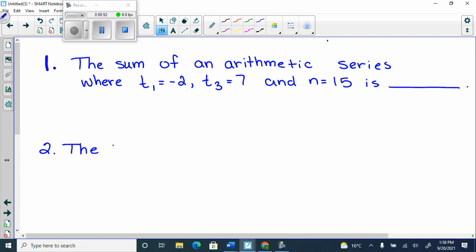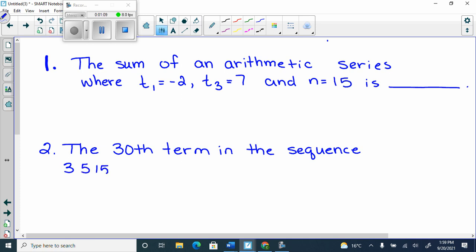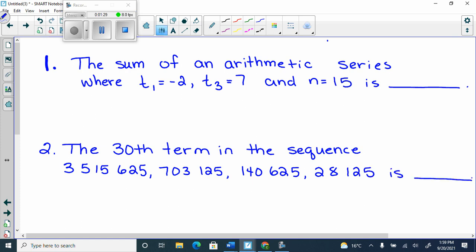the 30th term in the sequence. These are aggressively large numbers, so I hope you enjoy them. 3,515,625, comma, 703,125, comma, 140,625, 28,125 is blank. Now, first one I told you is arithmetic, correct?